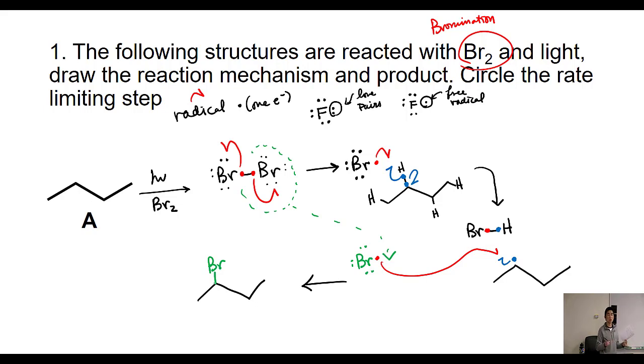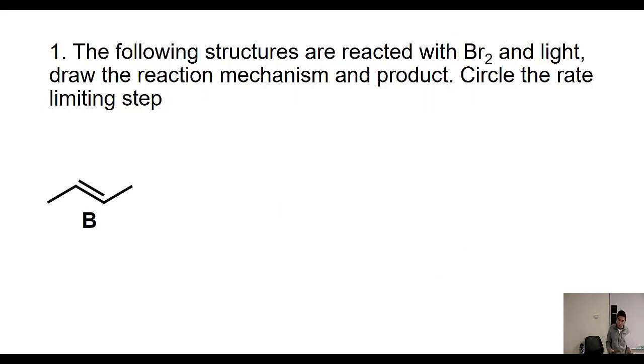So, I'm not going to go through the entire propagation of how the bromine breaks apart. All we're going to do is when we think about this, we're going to decide what's the best position for my radical, and we're going to go from there. Alright? So, this one is very similar. So I also have a butane, but this time I have an alkene. So I'm going to first draw out the basic reaction. Light and Br2. Okay.